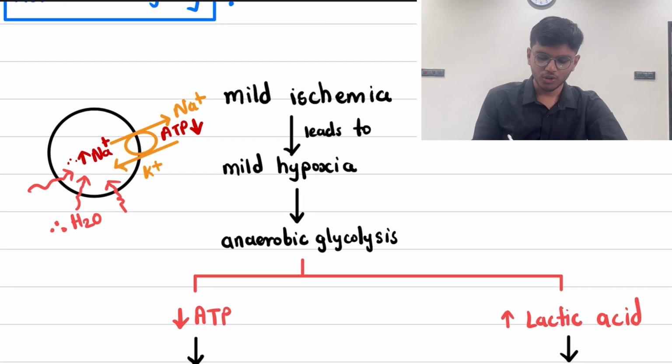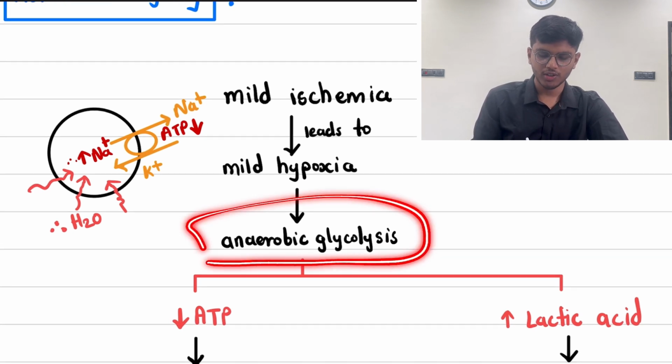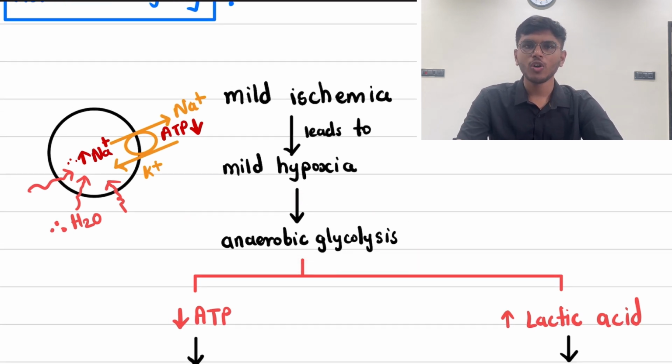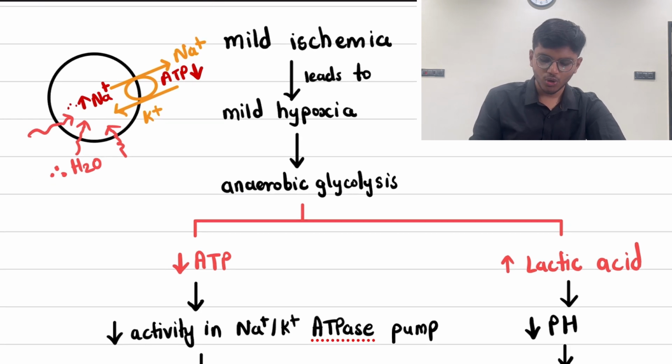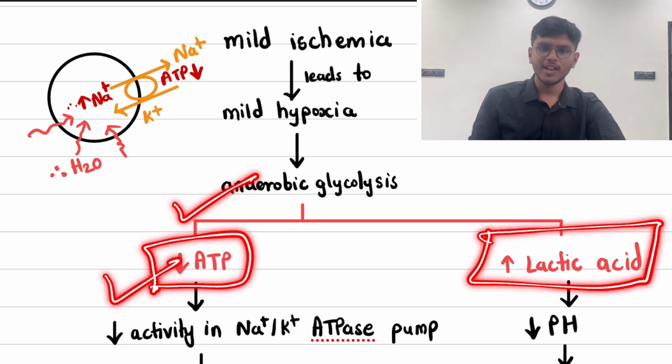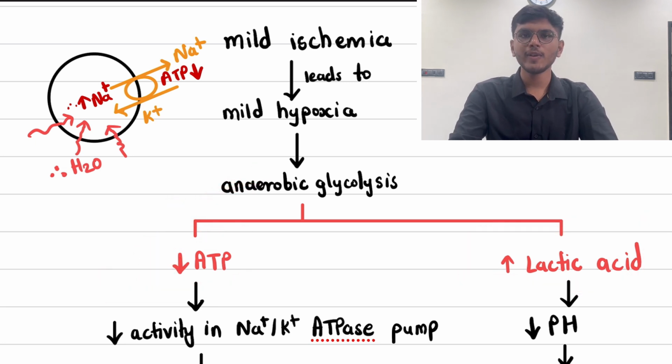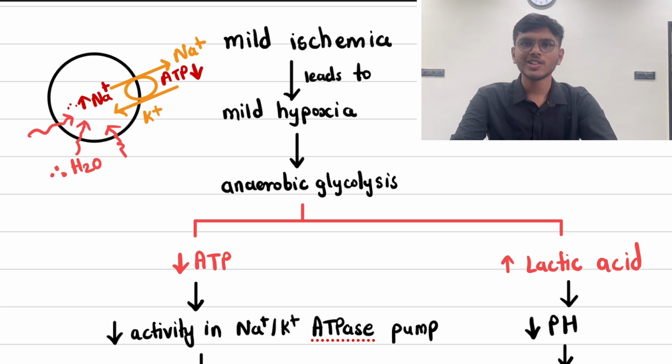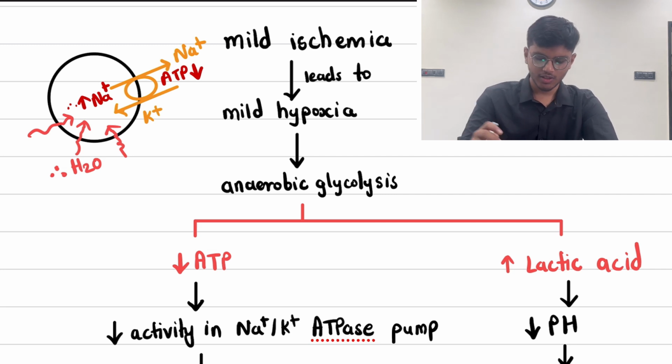Due to mild hypoxia, anaerobic glycolysis occurs in order to produce energy. But as we know, anaerobic glycolysis produces less energy than aerobic glycolysis. So due to anaerobic glycolysis, there is decrease in ATP production, while there is increase in lactic acid. And when there is increase in lactic acid, the muscles will get fatigued early.